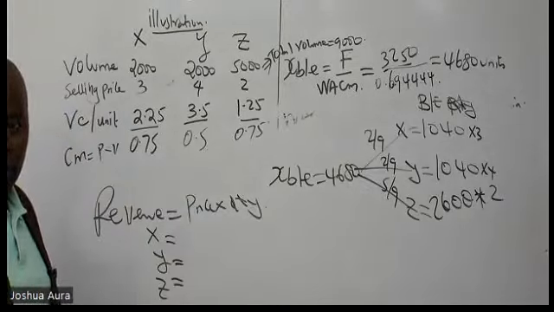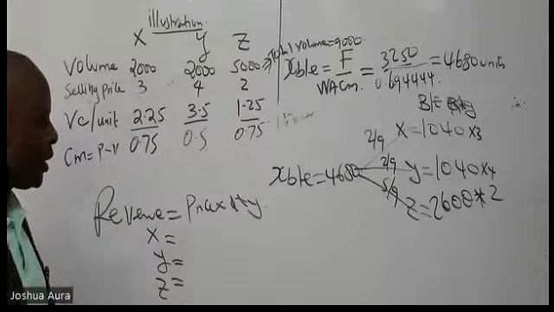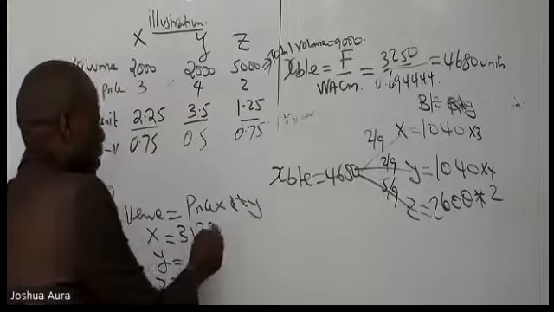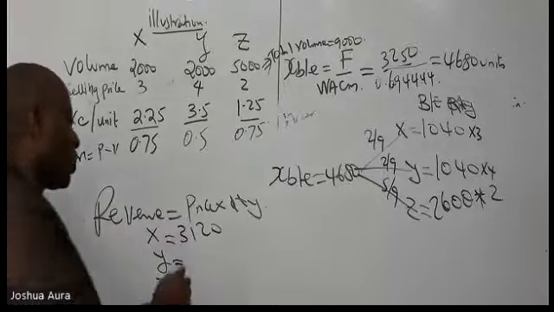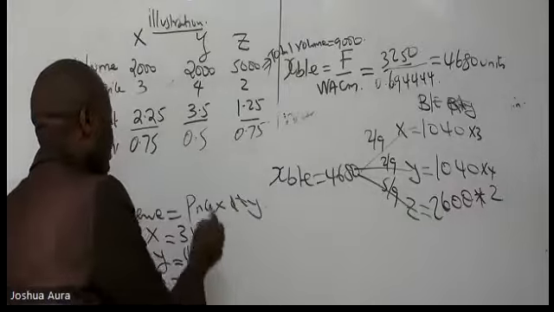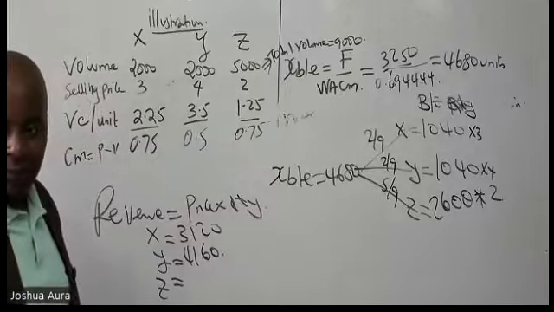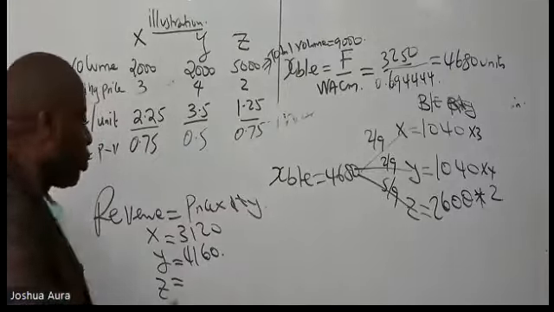So revenue over X, 3120. Thank you, Susan. That's the revenue of X. From there, we go to Y. So Y, what do we have? 4160. From there, we go to Z, which is 5200, like that.